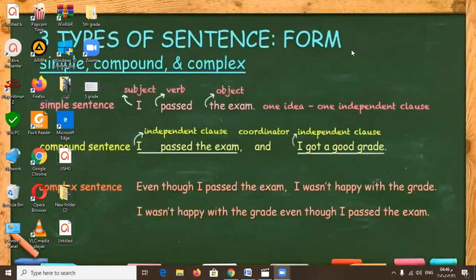Good morning, my students. Today, we are starting a grammar lesson titled The Simple Sentence. Let's take a look at some examples and their parts and see why they are simple.